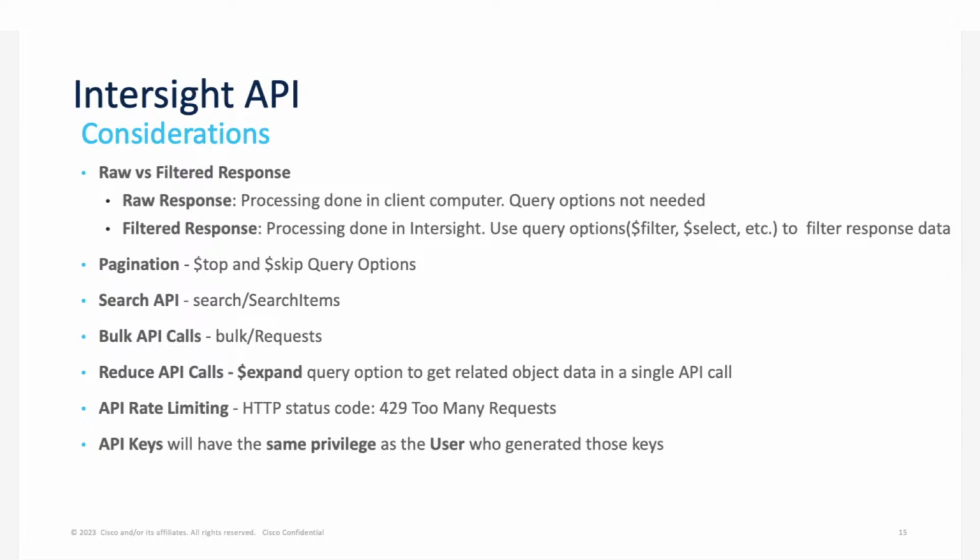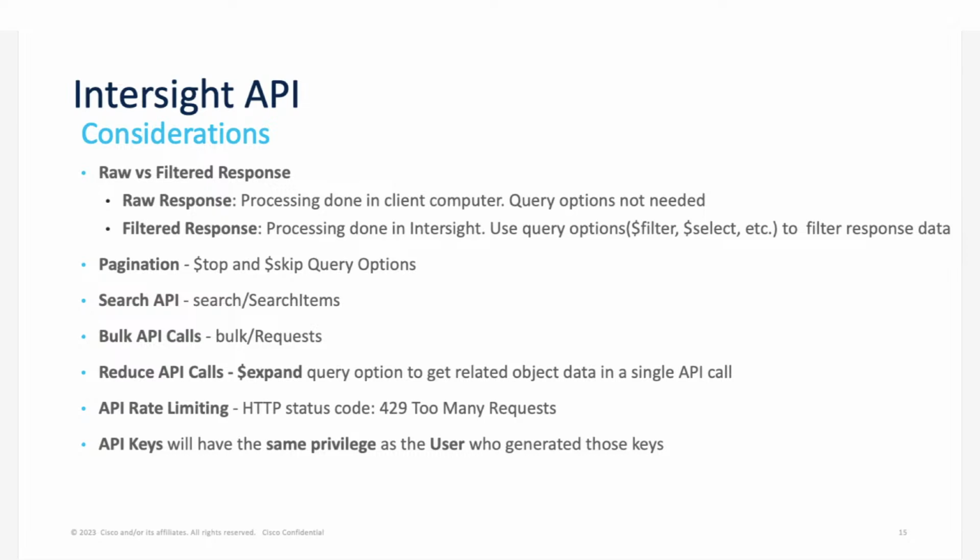When we interact with the Intersight API, we have to take various aspects into consideration. To start with, do we want raw or filtered responses? If we want to filter data on the user end, then we can simply request all the data without any query options. But the downside is the response would be large, which may not be desirable for bandwidth constrained environments. Another approach would be to filter the response on Intersight, which results in smaller response data and less parsing on the user end.